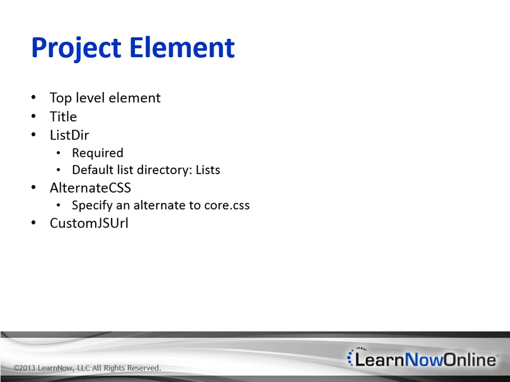AlternateCSS, that attribute lets you specify an alternate to the core.css file, and it's optional. CustomJSUrl allows you to specify a custom JavaScript file that will be rendered by the custom JS URL web control. Again, this one is optional as well. So you can have SiteLogoUrl, SiteLogoDescription. These are optional again, but you can specify them if you want to have a hard-coded logo configured. And in most cases, you'll probably just leave it and let the user figure that one out for themselves.